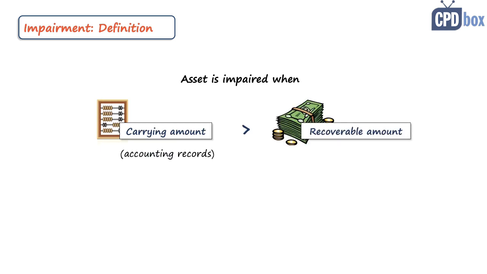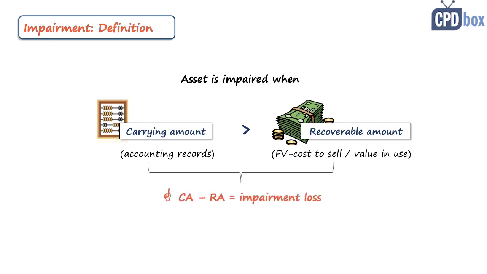Carrying amount is the amount at which an asset is recognized after deducting any accumulated depreciation and amortization and accumulated impairment loss. So that's what you see in your books or accounting records. Recoverable amount represents the higher of the asset's fair value less cost to sell and value in use. So if carrying amount is greater than recoverable amount, the difference between the two is impairment loss.